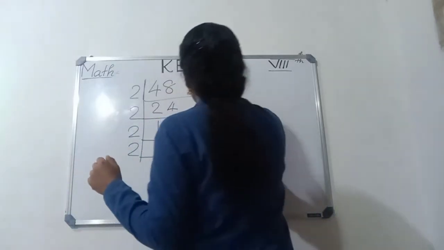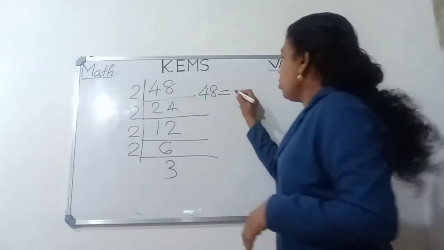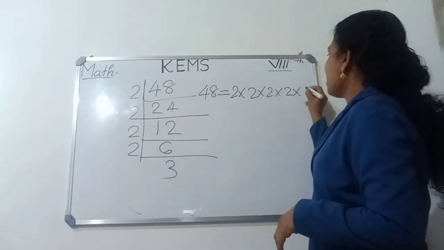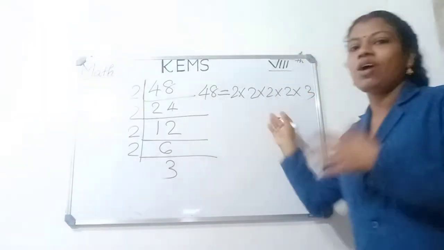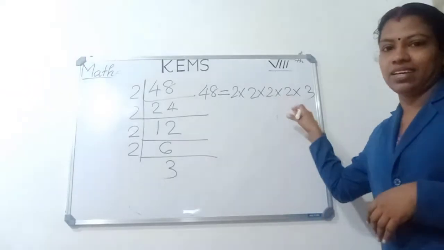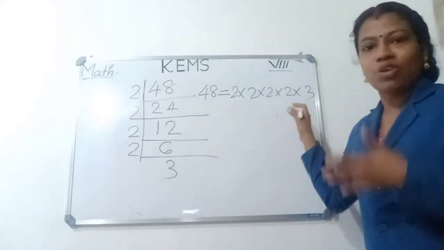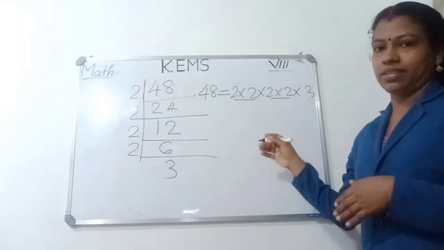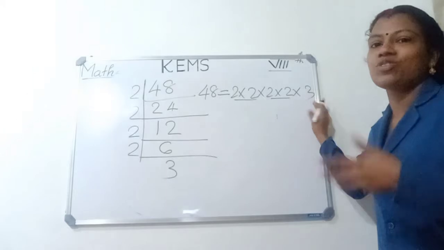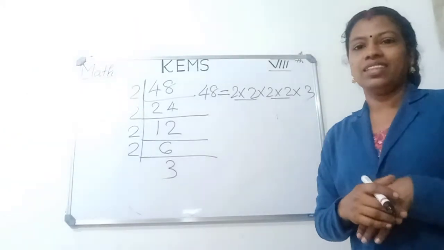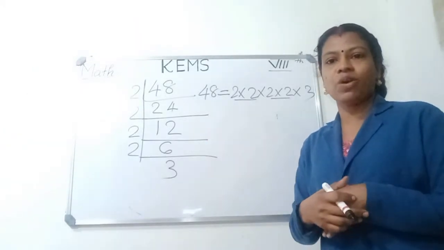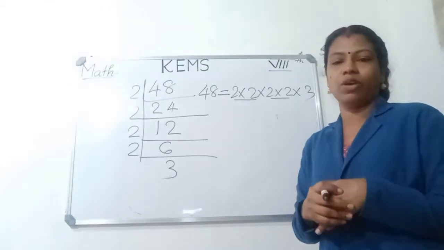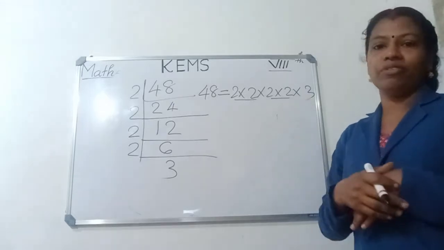Now look at the prime factors. We can write like this: 48 equal to 2 into 2 into 2 into 2, and the last number without a pair, 3. 3 has no pair. So 2 2, first pair, then 3 has no pair. Then is this 48 a perfect square? No, 48 is not a perfect square because 3 has no pair.